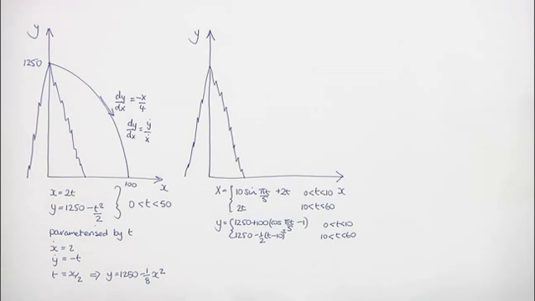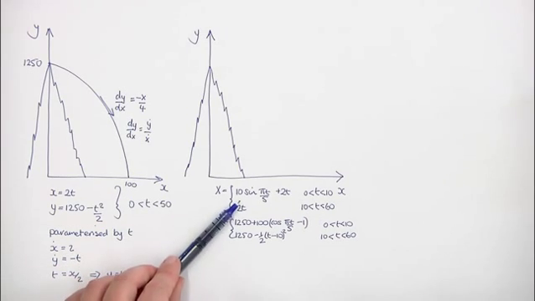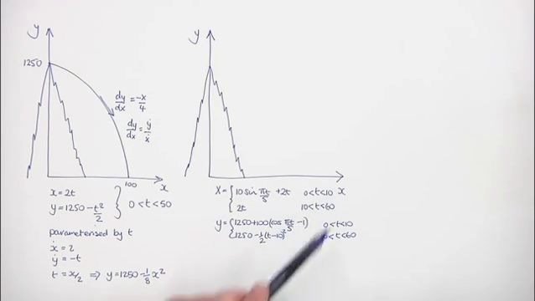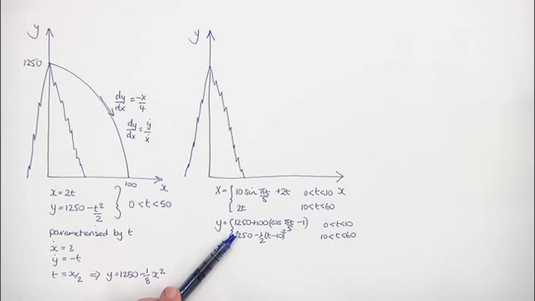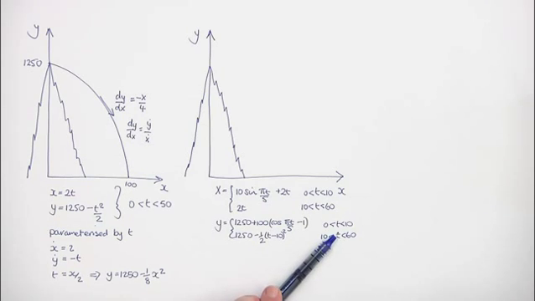Let's consider a more complicated example. This time, x is given by 10 sine pi t by 5 plus 2t for t between 0 and 10 seconds, and then x is 2t for t between 10 and 60 seconds. Y is given by 1250 plus 100 times cos pi t divided by 5 minus 1 for t between 0 and 10 seconds, and 1250 minus a half t minus 10 all squared for t between 10 and 60 seconds. It turns out that the trajectory looks like this.